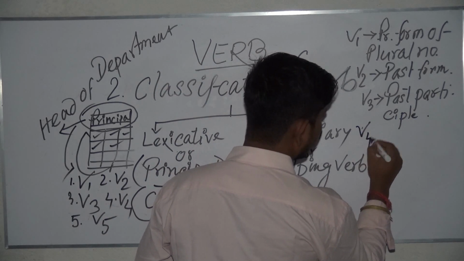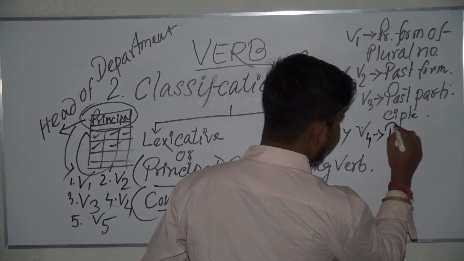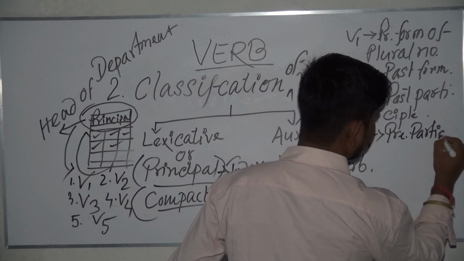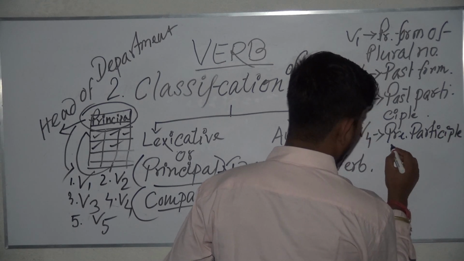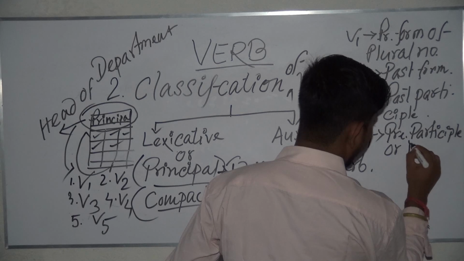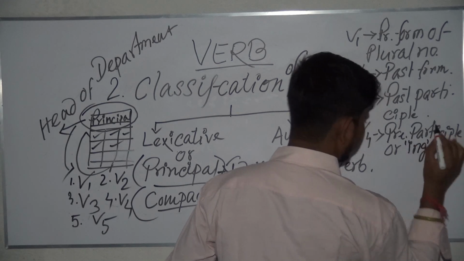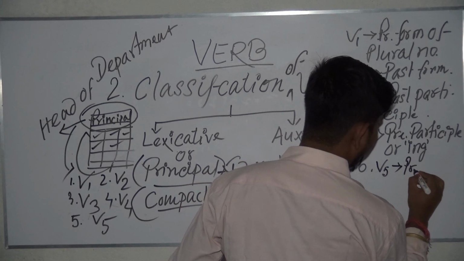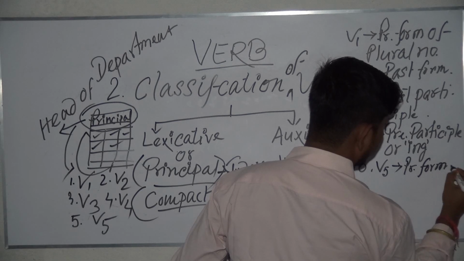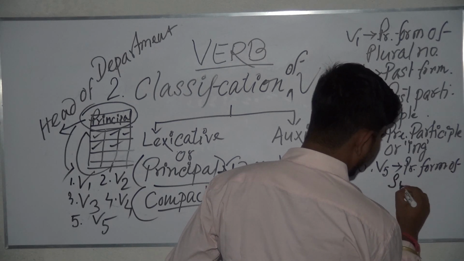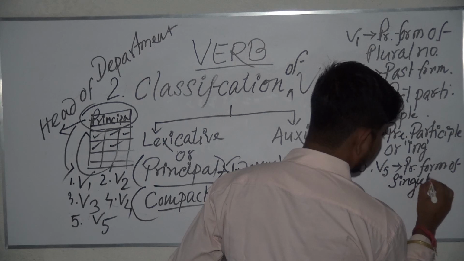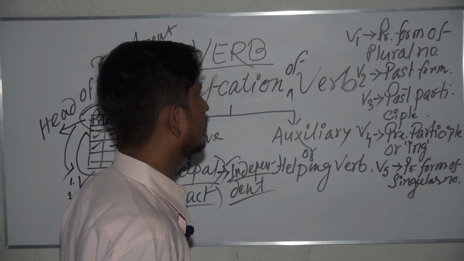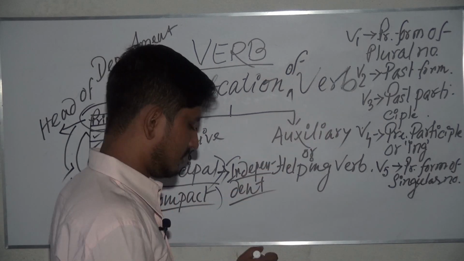V4, that is present participle form, or ing form. And V5, present form of singular number. Okay, that's clear.